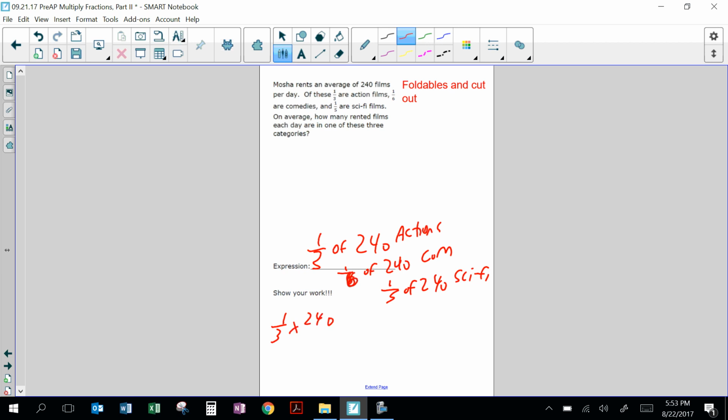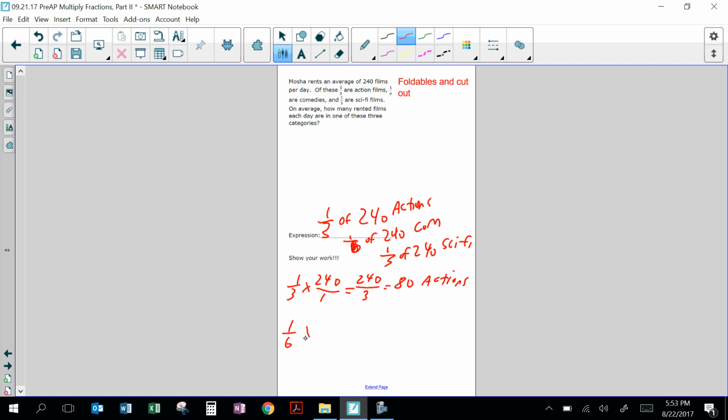Is 240 written in fraction form? Let's turn it into fraction form: 240 over 1. Now you multiply the numerator across, multiply the denominator across. 240 over 3. Can 3 go into 240? It goes in 80 times. So there are 80 action films.